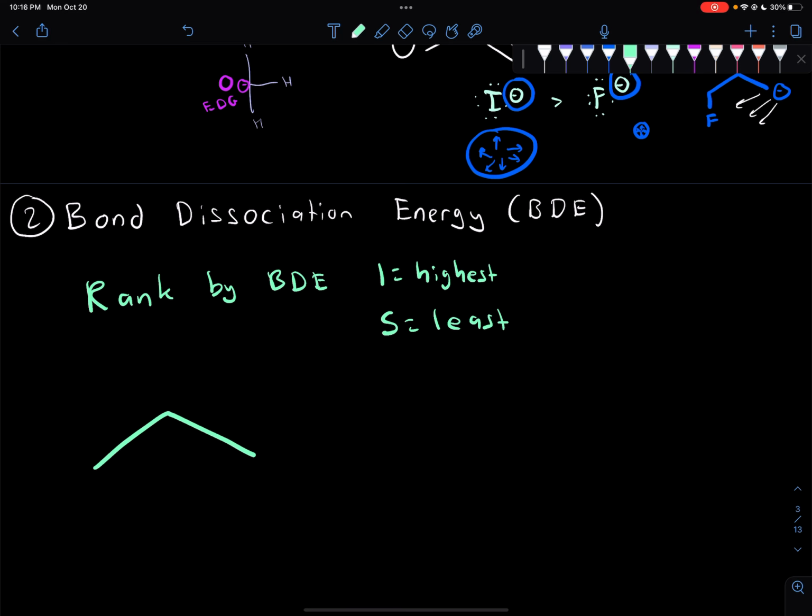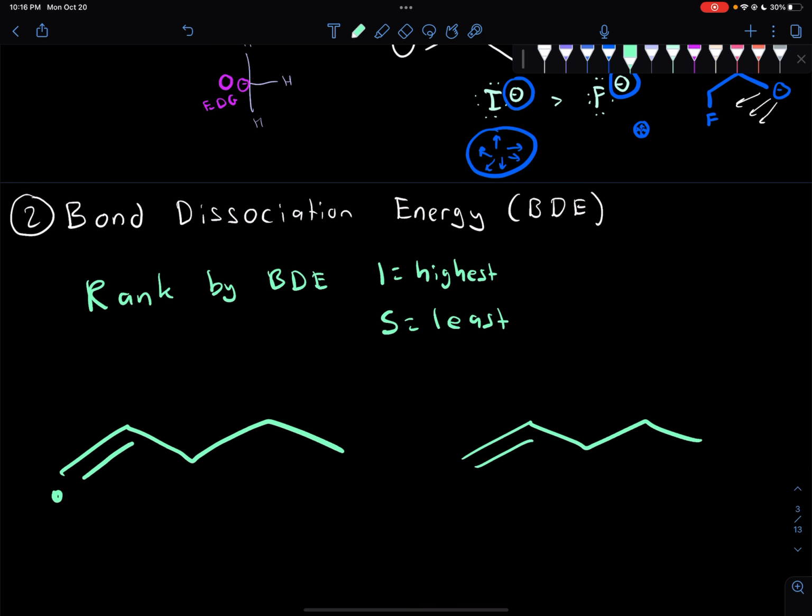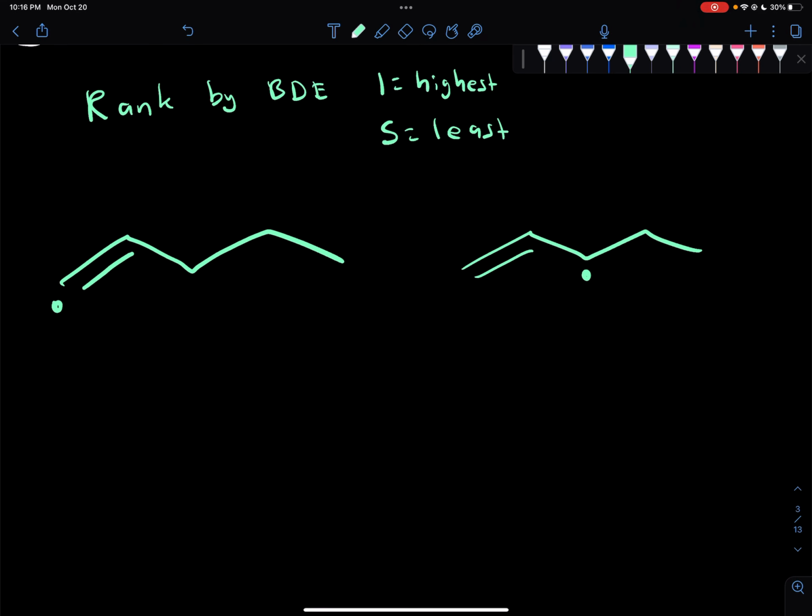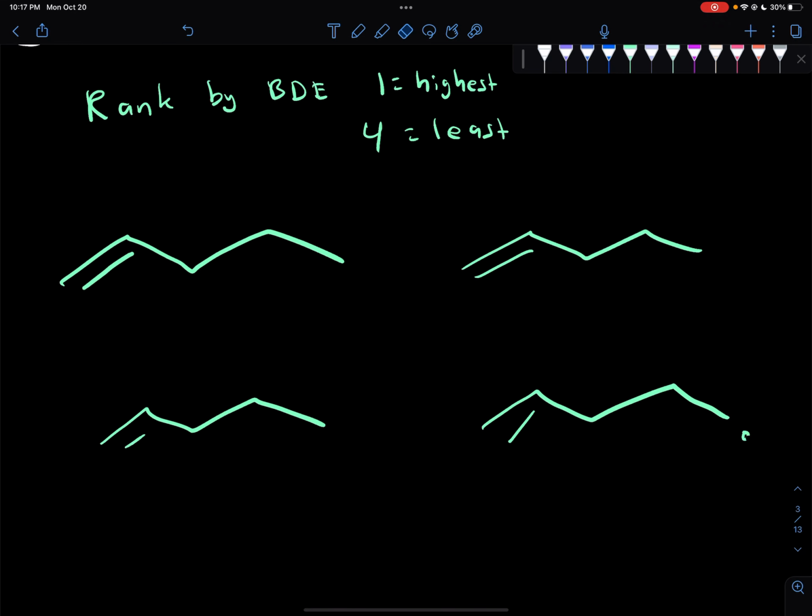Let's just draw some molecules, right? Honestly, let's do this right here. Okay, I'm just gonna draw 4 molecules. So 1 is the highest, 4 is the least. I'm so stupid. I didn't mean to draw the radicals. But that is what we're going to deal with. I kind of just gave it away. But this is what they'll do, right? They'll draw it out like this.